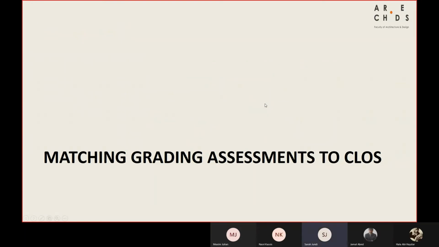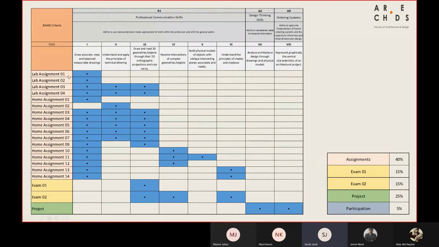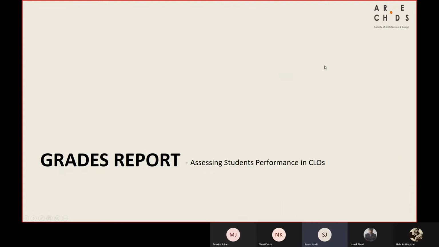Matching grading assessments to CLOs. This table shows the CLOs of each assignment, exam, and the project. And we realized that the 2 most targeted CLOs were the first CLO, which is to draw accurate, neat, and balanced measurable drawings, and the third one, which is how to draw and read 3D geometries through their 2D orthographic projections and vice versa. Regarding the assessment, 40% was assigned to the assignments, 30% to the exams, 15% for each, 25% for the project, and 5% for participation.